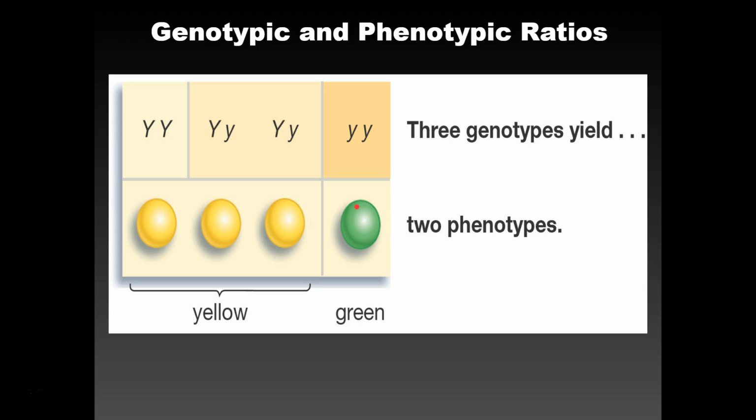How do you know it's going to be green, or how do you know it's going to have two little ys? Well, because if it had a big Y, it would be yellow. If it had two big Ys, it would be yellow. So you can tell immediately from this recessive individual.